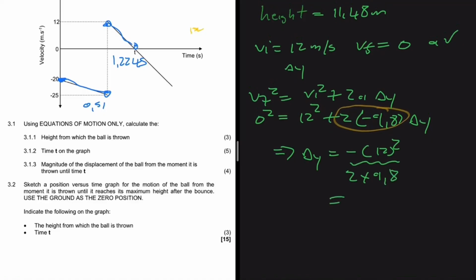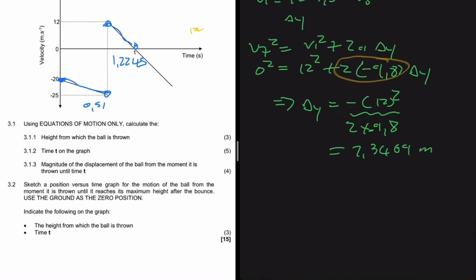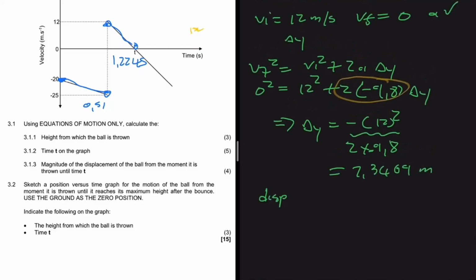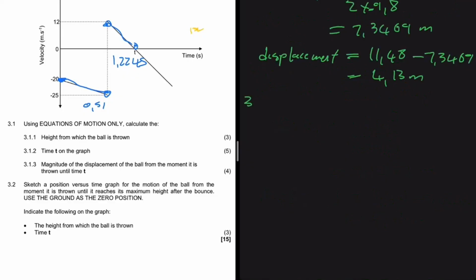This here is supposed to be a minus, and then the answer we get is 7.346 meters, right? So now our displacement will be equal to 11.48 minus 7.3469, which is equal to 4.1331 meters, right? Now we can move to 3.2.